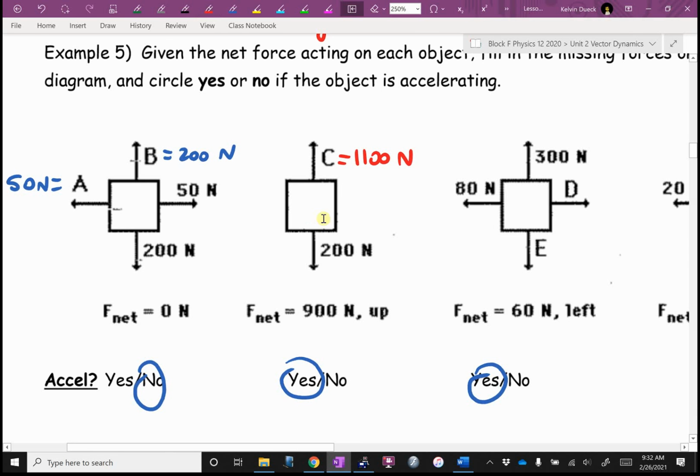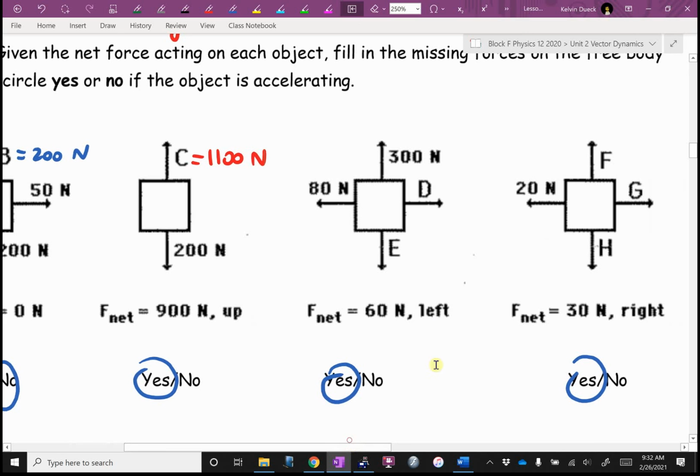Right? The net force is 60 newtons left. How big must force E be? Gotta be zero, because there's no unbalanced vertical force. How big must force D be? Don't forget units, Mr. Dewick.